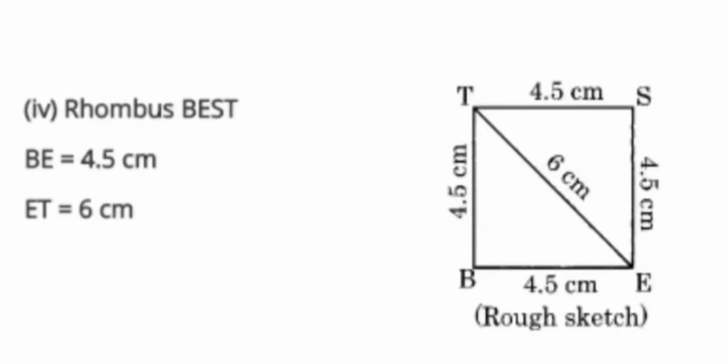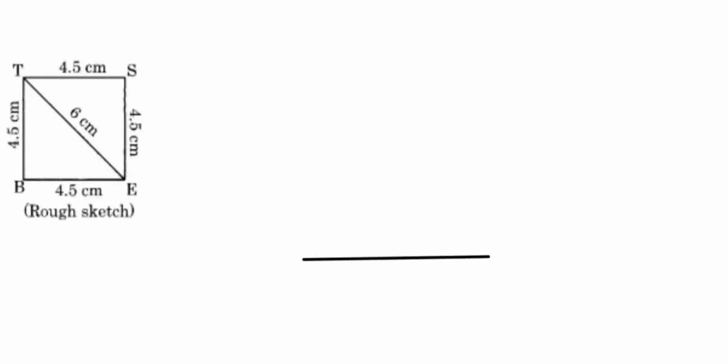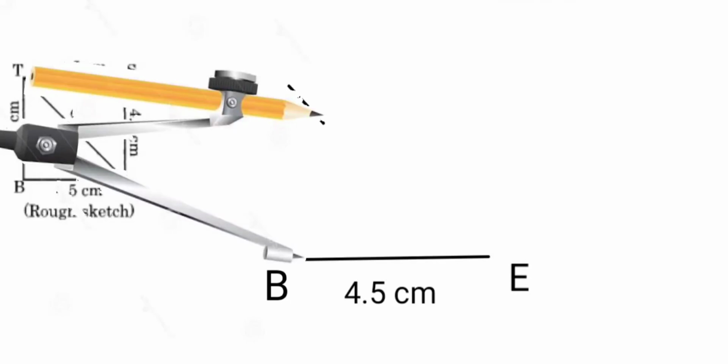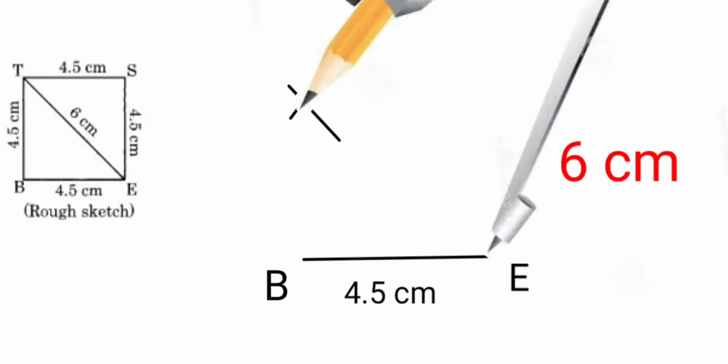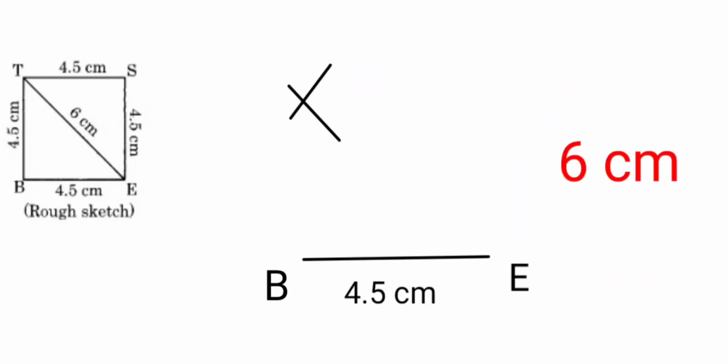Next is rhombus BEST, BE 4.5 cm and ET 6 cm. We know that all sides of a rhombus are the same. Here, using rough sketch, first draw a straight line BE of 4.5 cm, then B as center, cut an arc of 4.5 cm, and E as center, cut an arc of 6 cm. We get the point T.